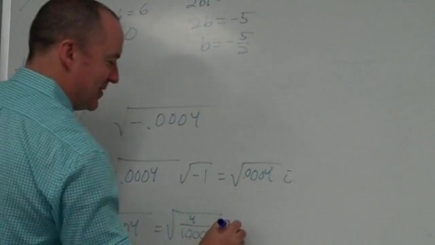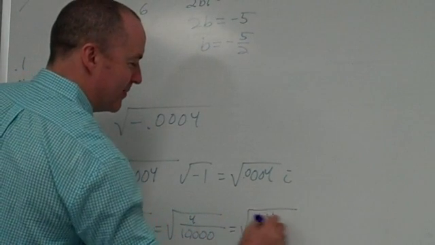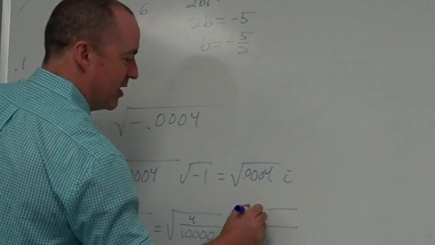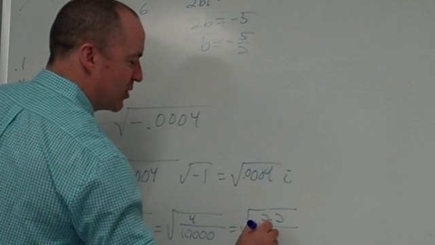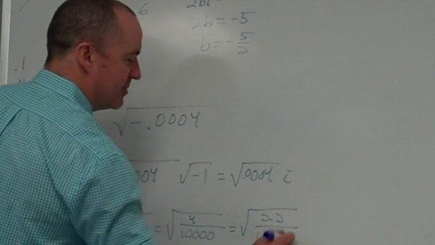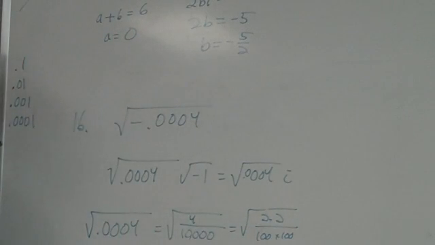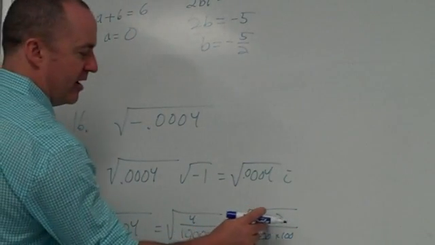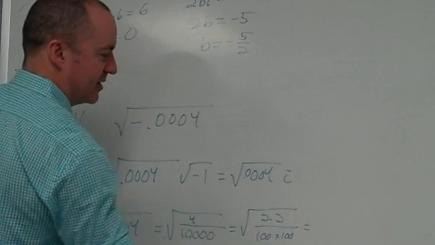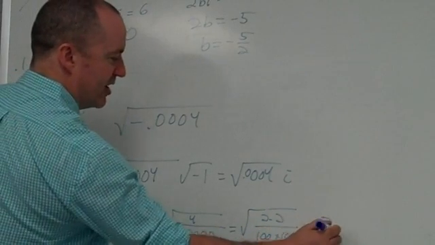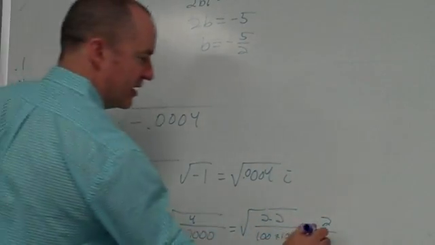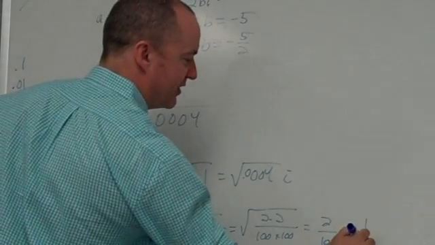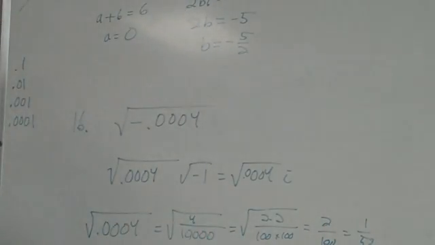Okay, so this is the square root of 4 over the square root of 10,000. Although we should probably know this as well. This is the square root of 2 times 2 over the square root of 100 times 100. So what's the square root of 2 times 2? 2. What's the square root of 100 times 100? 100. So that's 1 over 50. So the final answer would be 0 plus 1/50th i.